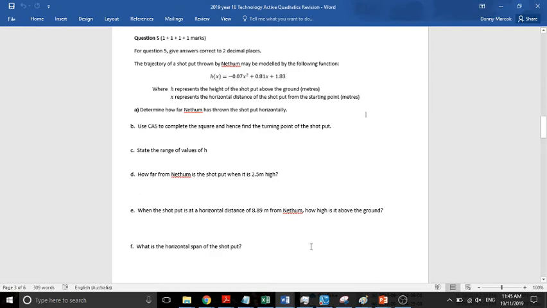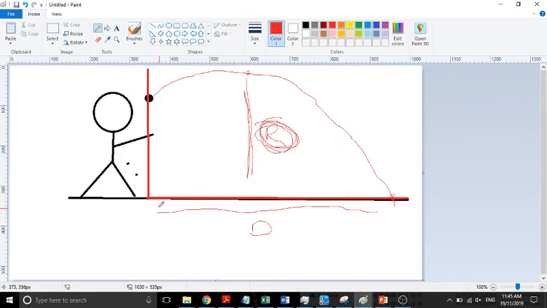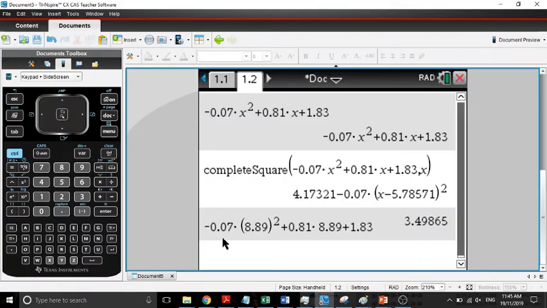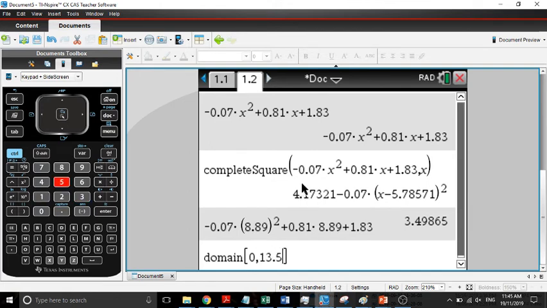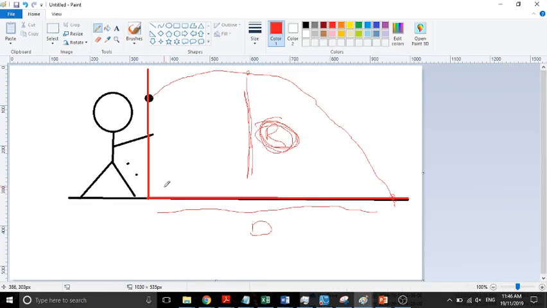Horizontal span of the shot put, that is how far it's gone horizontally. The horizontal span is how we can say our domain. So the span, or the domain, goes from 0 to our other x-intercept, which we said before was 13.5. So that's how we can say the domain, the horizontal span. Range would be the vertical span, or the range of heights, but this is our domain. That's our x values. Look at our diagram: it starts off at 0 and goes out to 13.5.